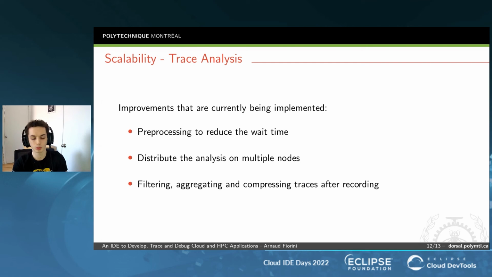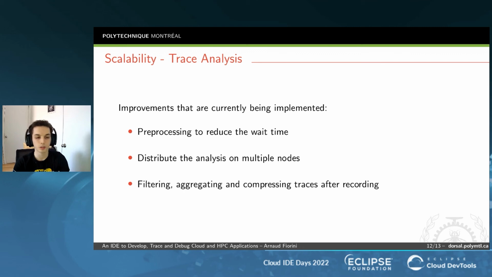Also, we can pre-process the trace. So, for example, we can trace 100 nodes, and we can pre-process the trace on each node. And so, if there is an issue on one of these nodes, the state system will be already computed, and we can just copy the state system back to our user, and the user will be able to read the trace directly and not wait for the analysis.